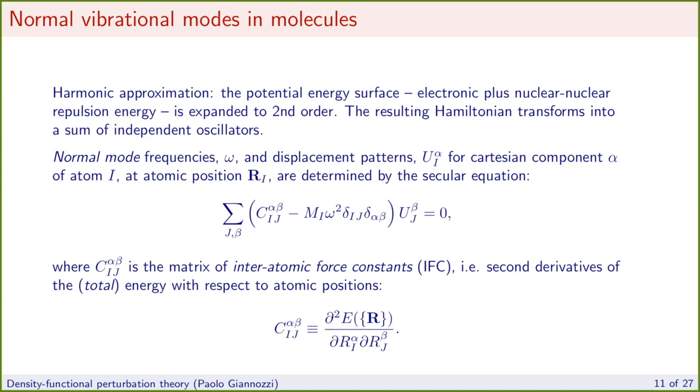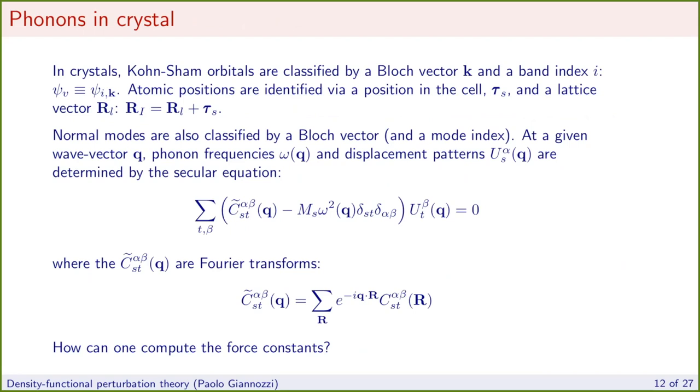In the harmonic approximation, we expand the energy around the equilibrium nuclear position to second order in nuclear displacements, and this second order quadratic Hamiltonian is solved exactly by transforming it into a sum of the so-called normal modes. Those normal modes are obtained by solving a secular equation that is written here, in which you have a matrix that is the force constant matrix, the matrix of the interatomic force constants, which are second derivatives of the energy with respect to nuclear positions. And then M_I here is the mass, and omega squared the frequency squared. So this is a textbook result for molecules, for isolated, finite systems.